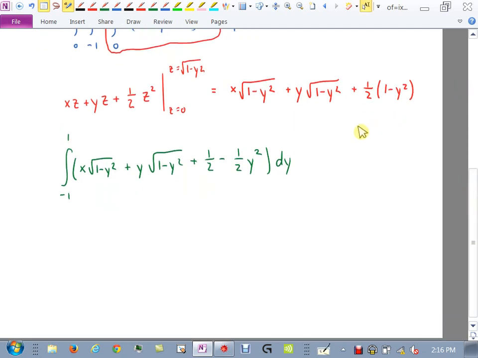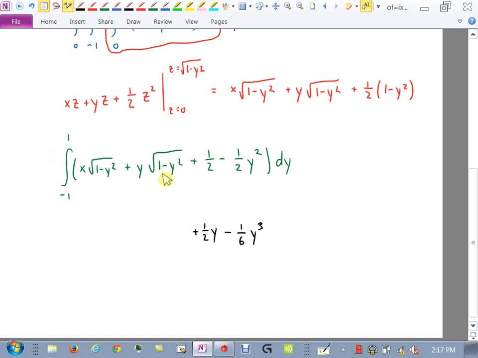I'll start from the right end here. Can you take the antiderivative of y squared with respect to y? Of course. So that becomes what out there? -1/6 y cubed. Okay, up here we just got plus 1/2 y, right? Okay, how about this one?